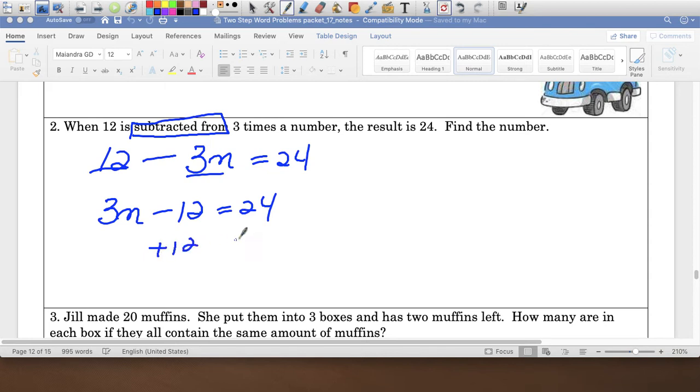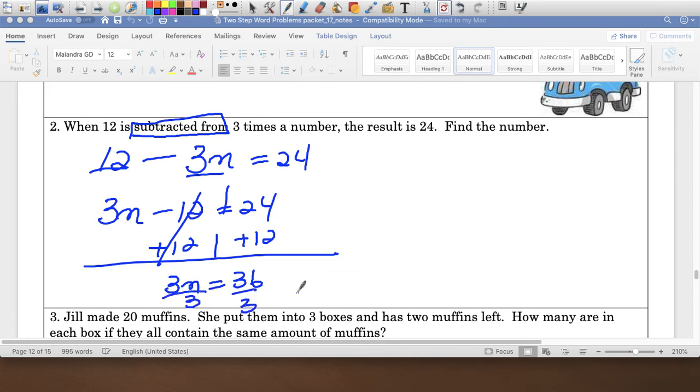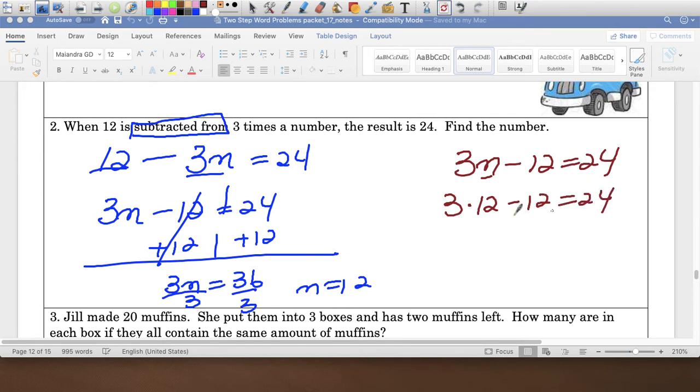We'll do plus 12 on both sides. This 12 and 12, minus 12 and 12 go away. 3n equals 36. We're going to divide by 3, and n equals 12. So that number is 12. I forgot to do the check for the first one, so I'm going to do the check for this one. 3n minus 12 equals 24. Now we replace the n with a 12. 3 times 12 is 36. Minus 12 equals 24. And 24 equals 24.